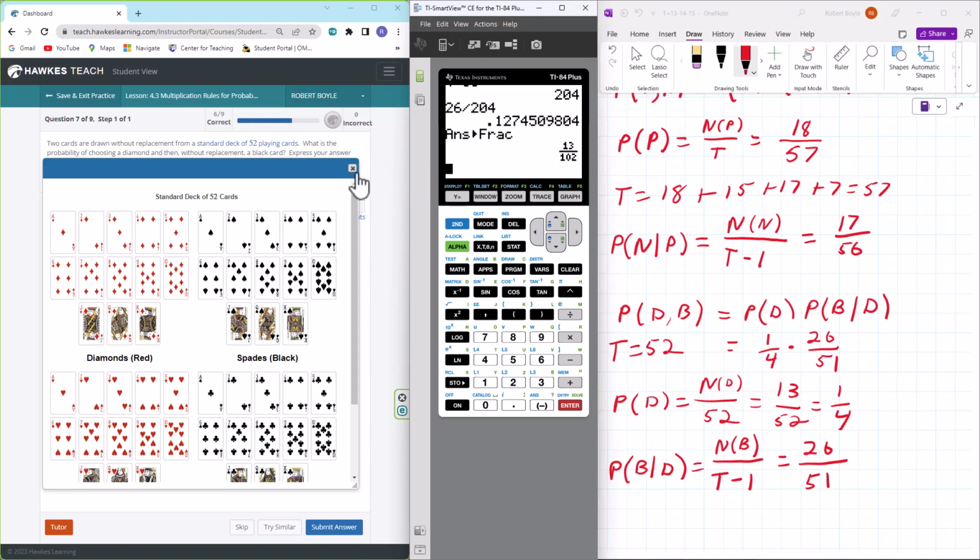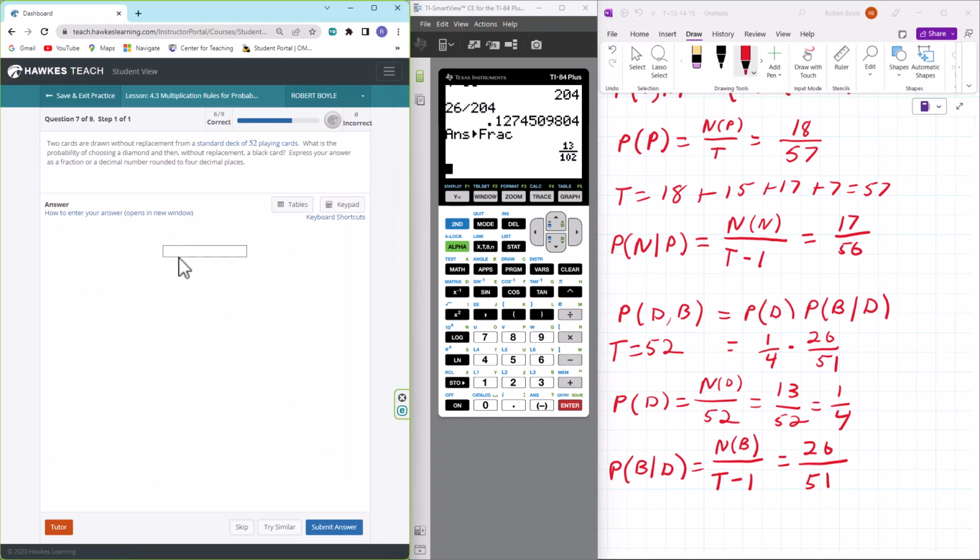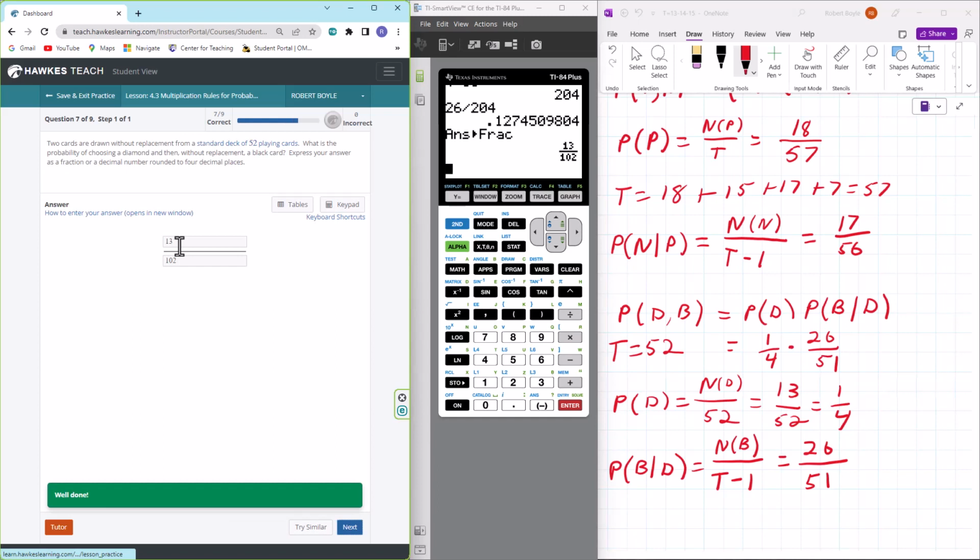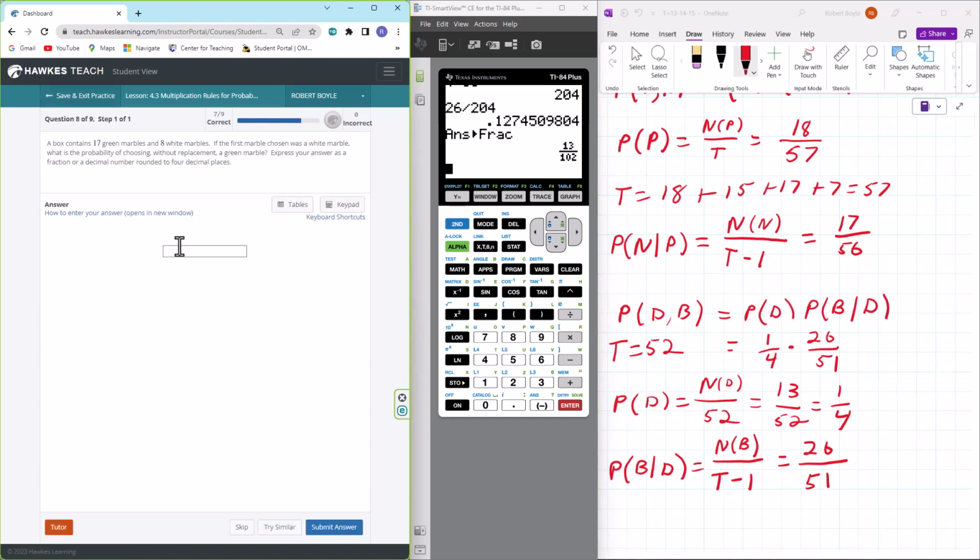I'm going to put in the fractions, so I'm going to click here, get rid of this. I'm going to hit slash, and this is the type of fraction where you actually have to use tab. So it's going to be 13 tab 102. Okay, 2 more problems left.